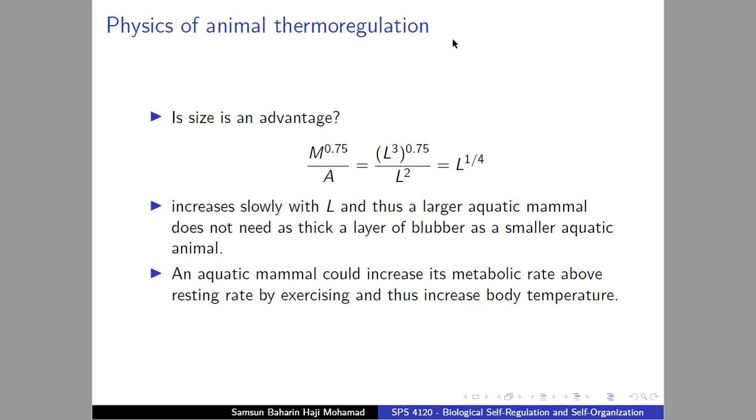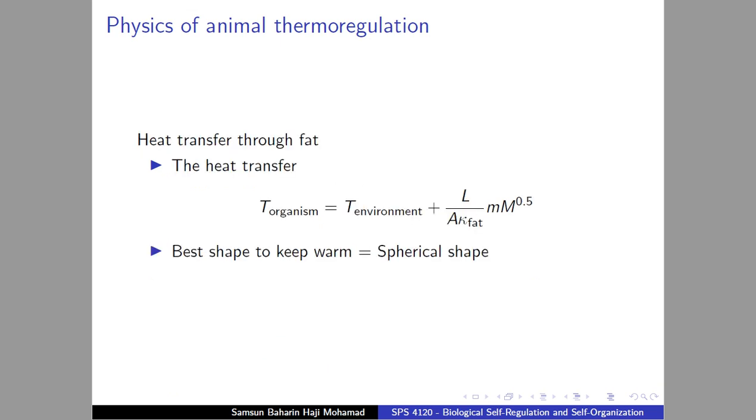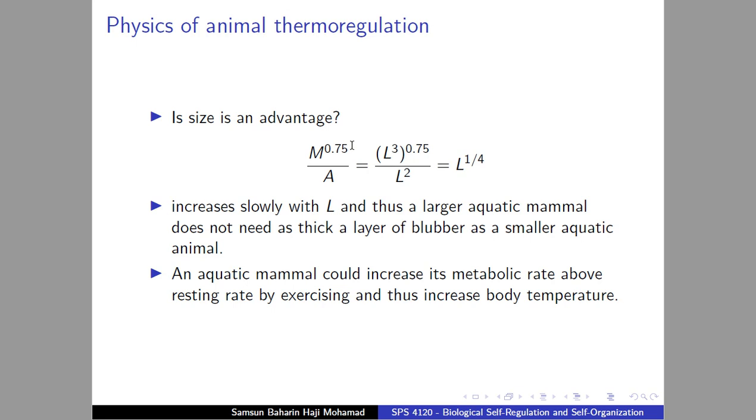Okay, so adakah size advantage to our temperature regulation? If we see in this case M to the power of 0.7 and this other, surface area. From this equation, it increases slowly with L, the size. Thus, a larger aquatic mammal does not need as thick a layer of blubber as a small aquatic animal. So the length increases.